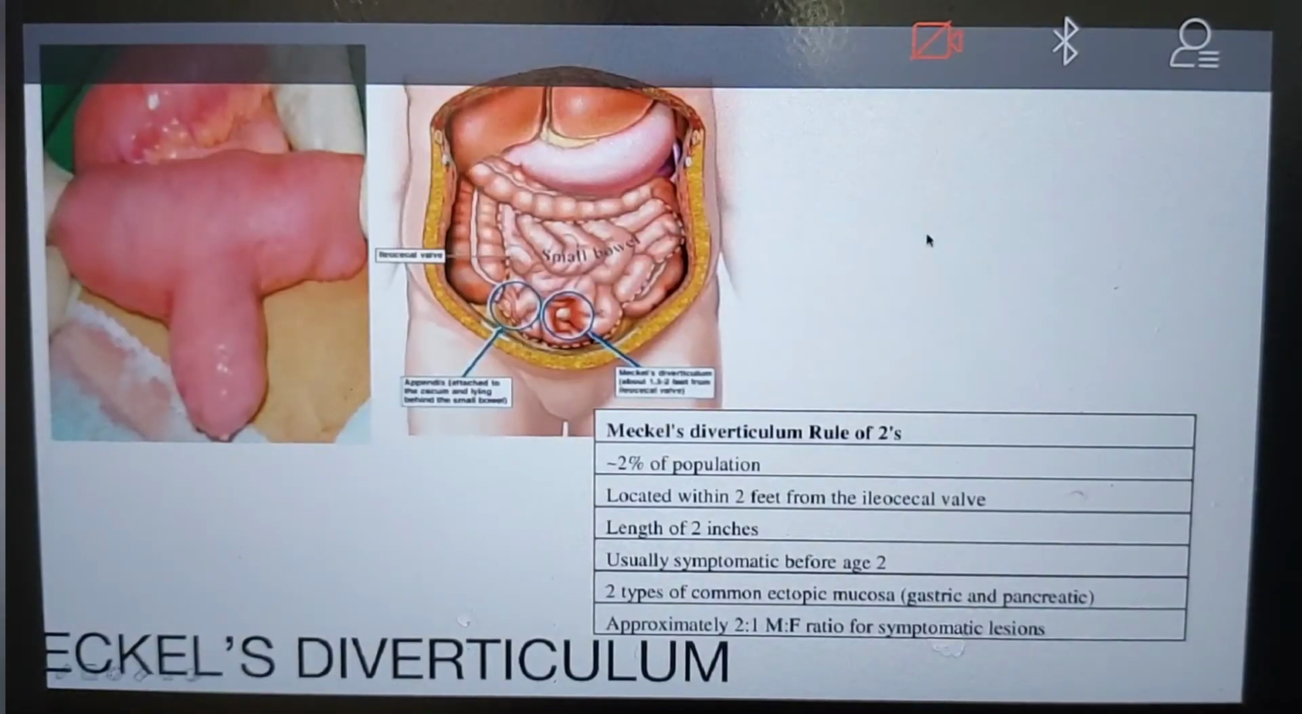This is Meckel's diverticulum. It is quite rare, in 2% of the population, located within 2 feet from the ileocecal valve. The length is 2 inches, and it is usually symptomatic before the age of 2. The two common types of ectopic mucosa are gastric and pancreatic. It usually happens in males, a 2:1 male to female ratio for symptomatic lesions.